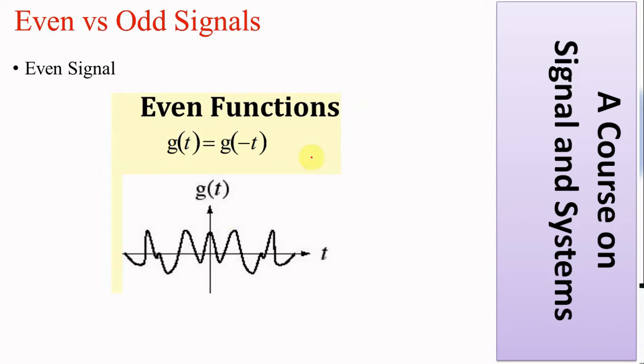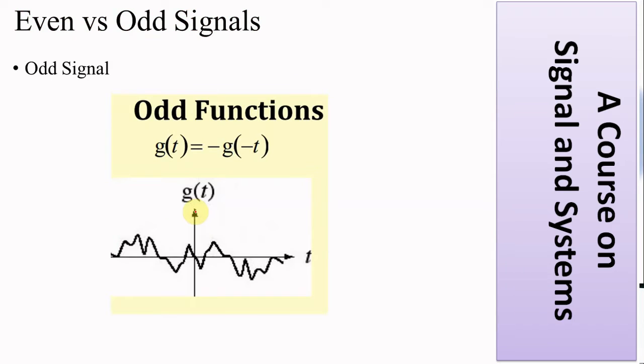So by this, we mean to say what happens in t positive also happens at t negative, and therefore there will be symmetry across the y-axis. So the signal which is even will have a mirror image about the ordinate axis, which is the y-axis.